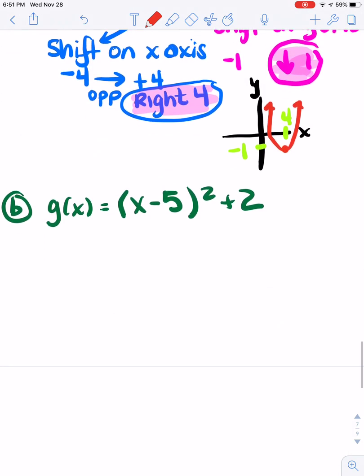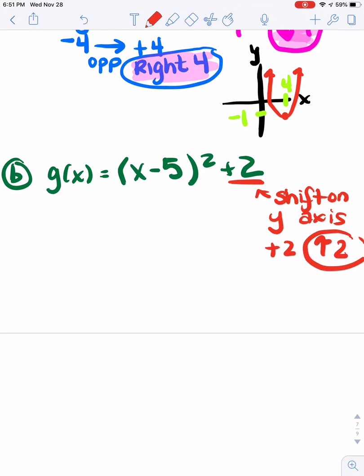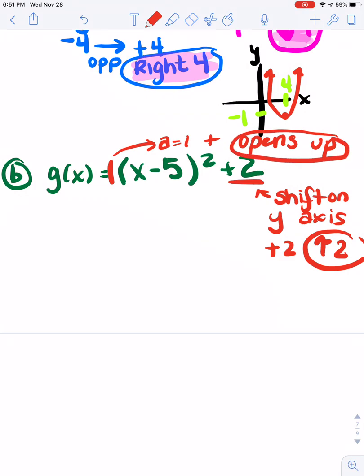So if I look at the second equation, on the end, I'm going to start here. That is my shift on the y-axis. So if it's +2, that means it's going to go up 2. So that's a piece of my description. I assume there's a 1 out in front here. So A is 1. So if it's positive, that means it opens up. It's another piece of my description.